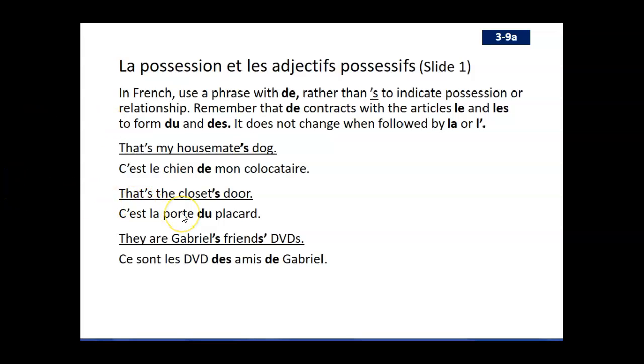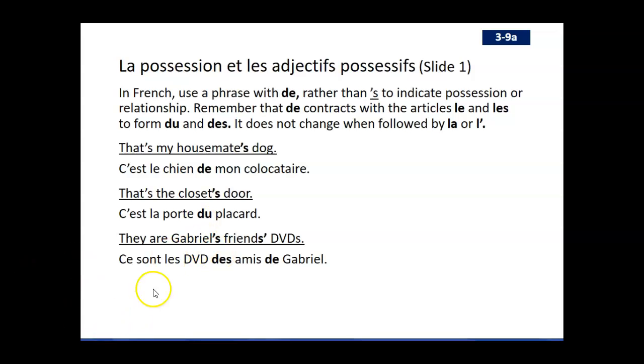Okay, that's the closet's door. So the door technically belongs to the closet. That's why we have the apostrophe s there. But in the case of French, we're going to flip the word order on its head, and we're going to say it is the door of the closet. So the door, la porte, du, which would be de plus le placard. You put them together to form the contraction du, la porte du placard.